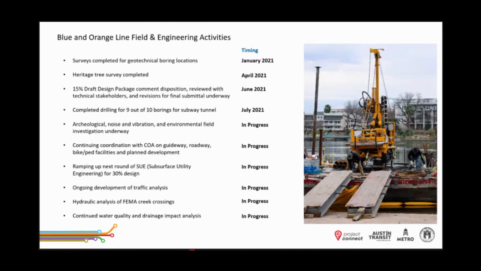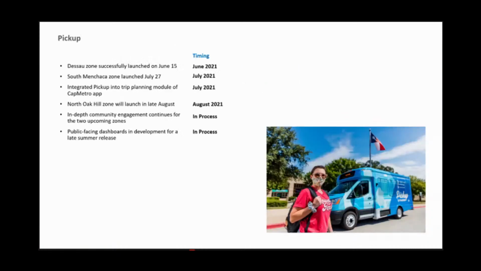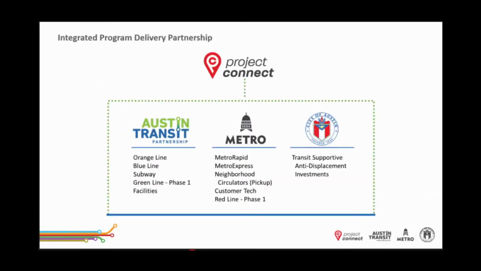Environmental work is also underway. We're continuing to add more Pickup zones. That's our neighborhood circulator service. The latest one to come online is the Menchaca service, with the Oak Hill zone to follow next month. And ATP continues to coordinate closely with the City of Austin on transit, roadway, and bicycle and pedestrian facilities for both lines. We're also coordinating closely with our other partner agencies.